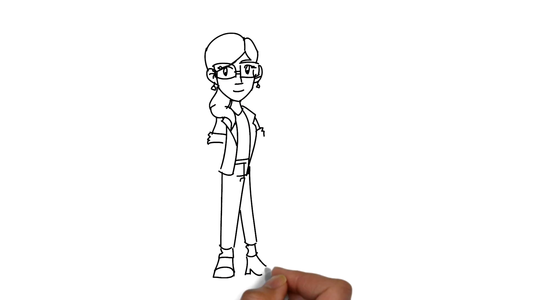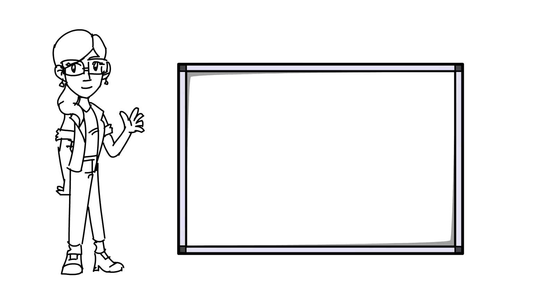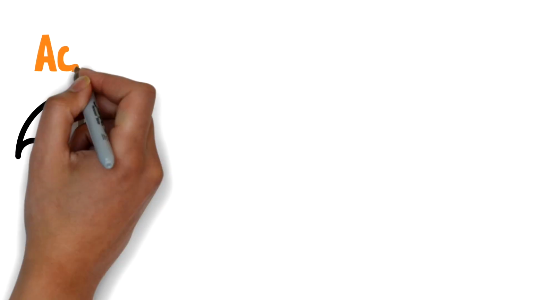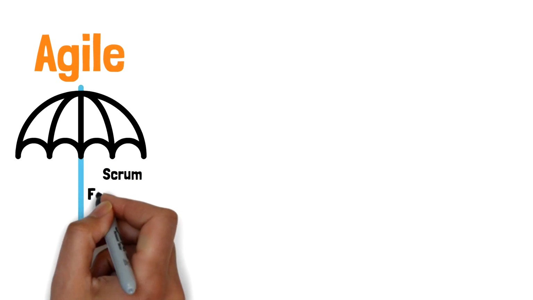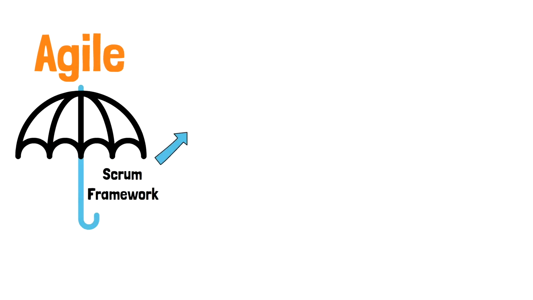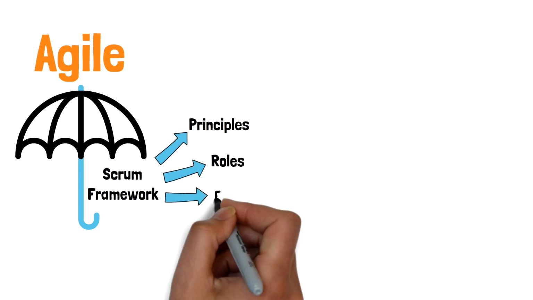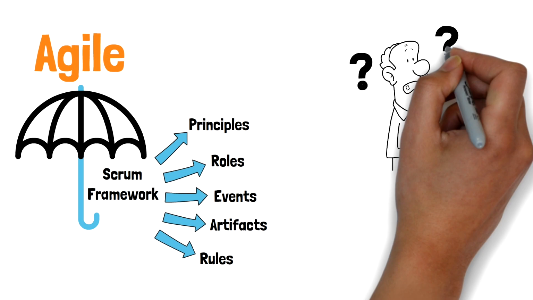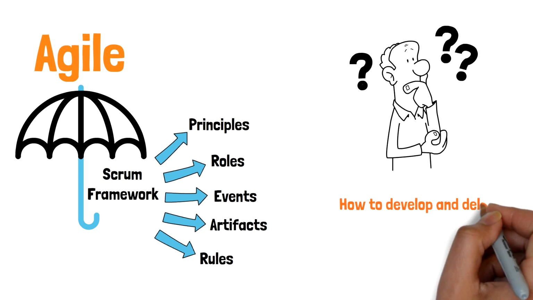Welcome to this in-depth video overview of the Scrum Guide, the official guide to the Scrum framework, one of the most popular Agile methodologies. In this video, we'll delve into the key concepts of Scrum, including its principles, roles, events, artifacts, and rules. We'll also explore how Scrum can be used to develop and deliver complex products in a fast and efficient manner.